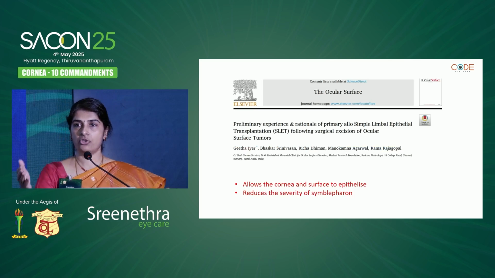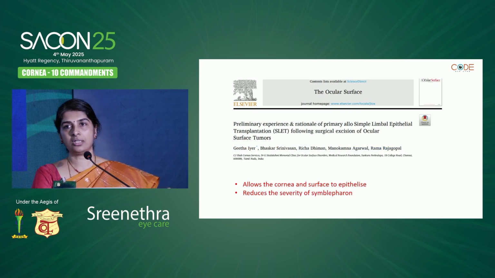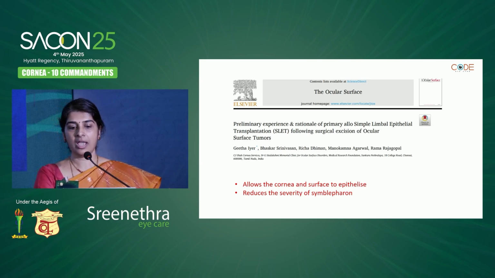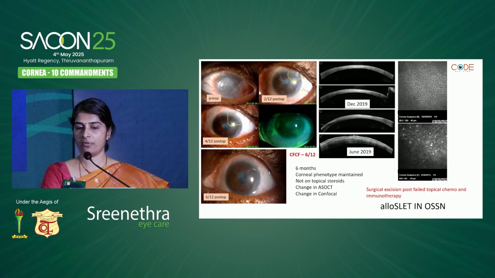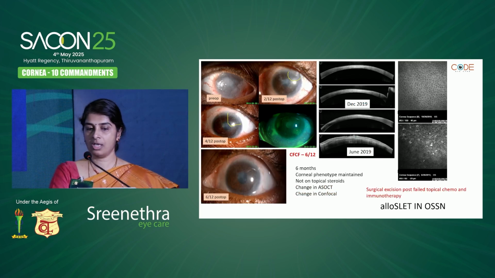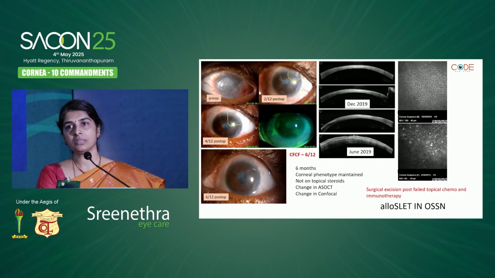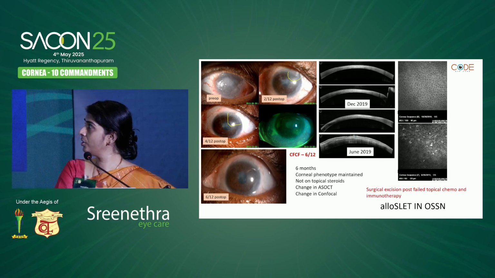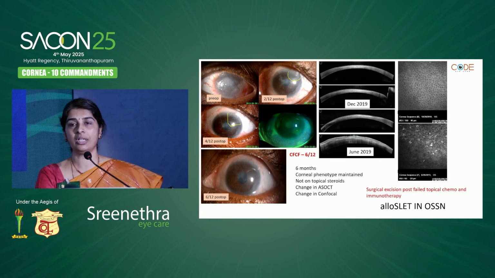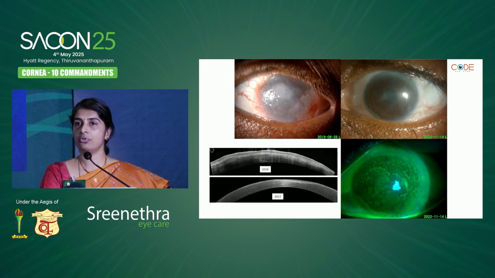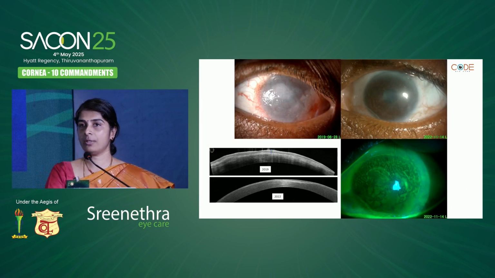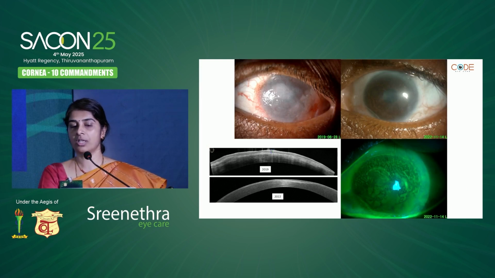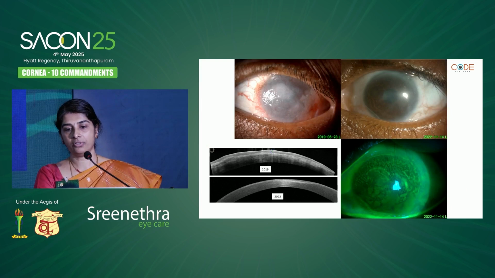I did mention the role of Allosled in these eyes with giant OSSNs, where it helps the surface to epithelialize faster and reduces the severity of symblepharon, as you can see in this patient, where there was significant improvement in the surface following a very huge lesion that was involving almost the entire cornea and continues to maintain the corneal phenotype over a period of 2 to 3 years despite the extensive lesion.